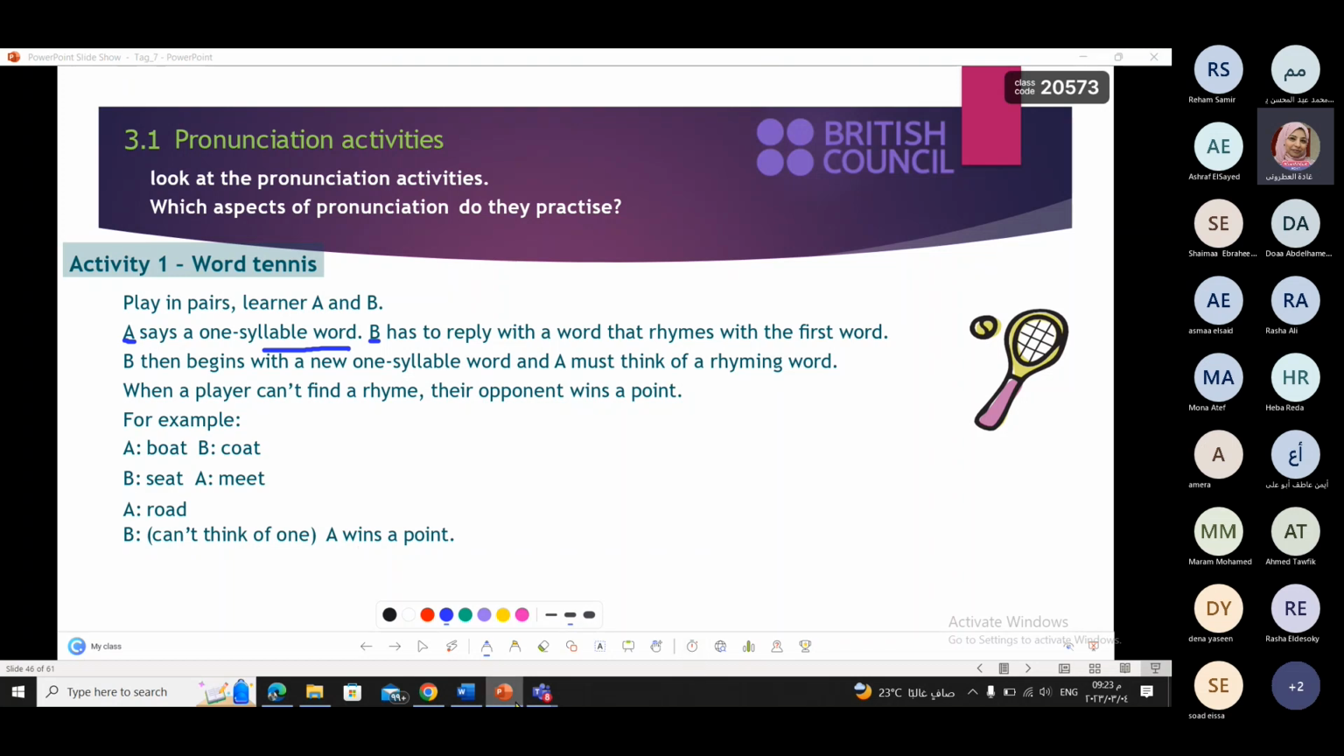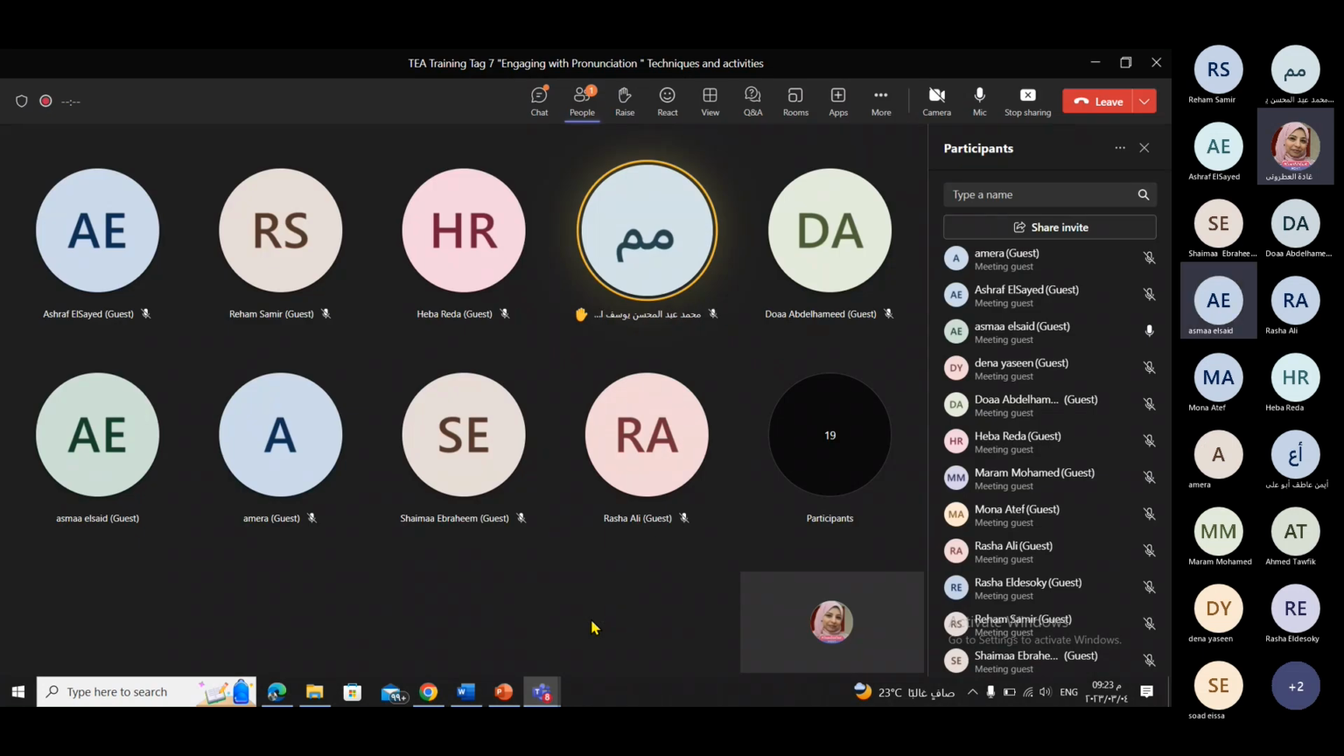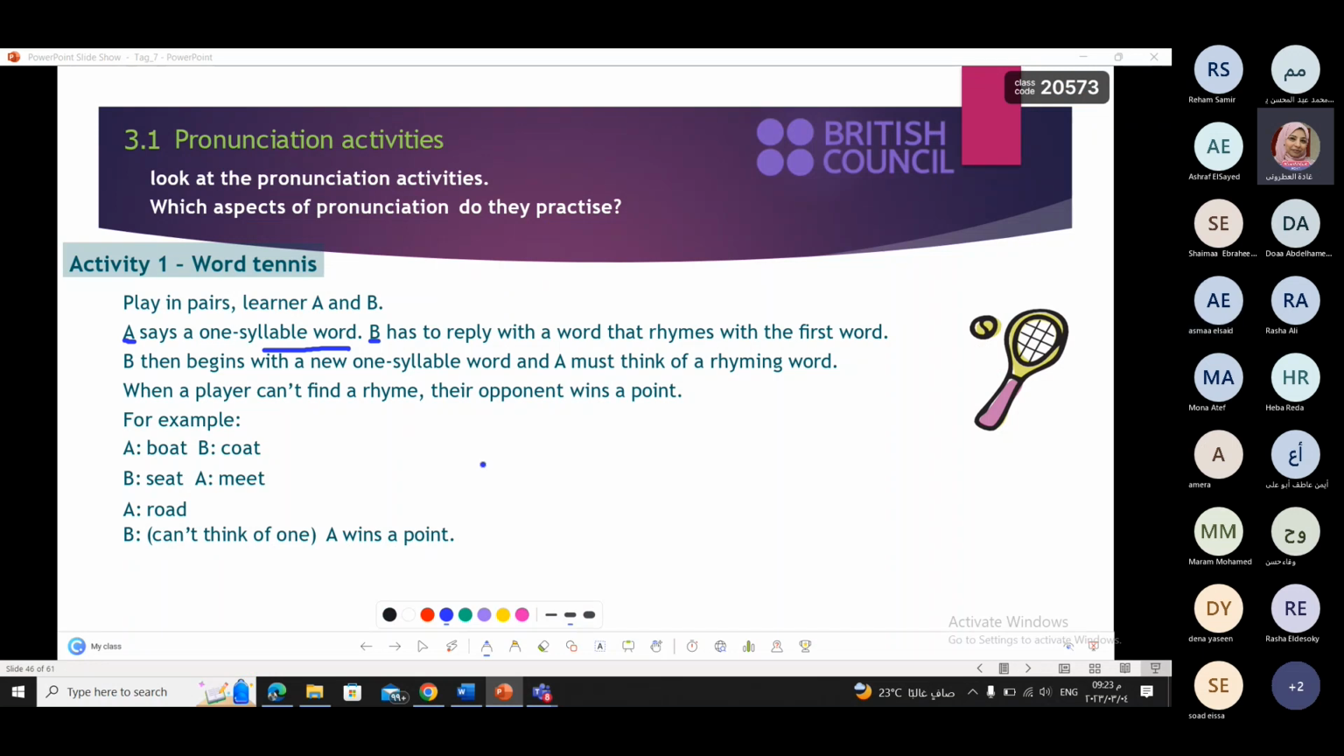Who is ready to play? Mr. Muhammad Abdul Mohsen is raising his hand. Okay, are you ready, Mr. Muhammad, to play? And Asma, are you ready? Cat. Okay, yes, of course. Perfect. Mr. Muhammad, you are A, and Asma, you are B. Okay.